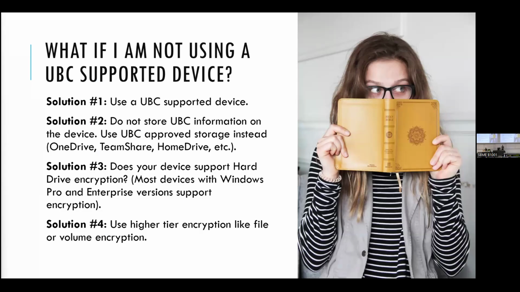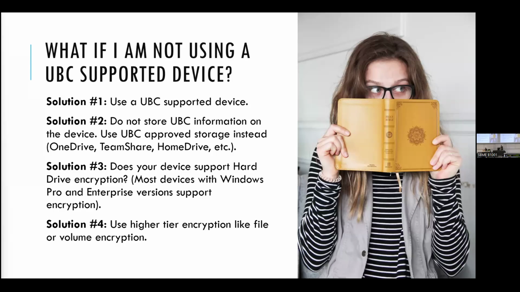Okay. Now, the obvious question that usually comes after that is, okay, well, I am not using a UBC device. I use my own computer. So what do I do? There are a couple of solutions for this one. The first one is, if you can, use a UBC device. I know in research it might be complicated because often we work with students, people that are not necessarily UBC employees, but where possible, having a UBC device is always the easiest way because UBC devices already come equipped with encryption. You don't have to do anything. It's all set up for you.